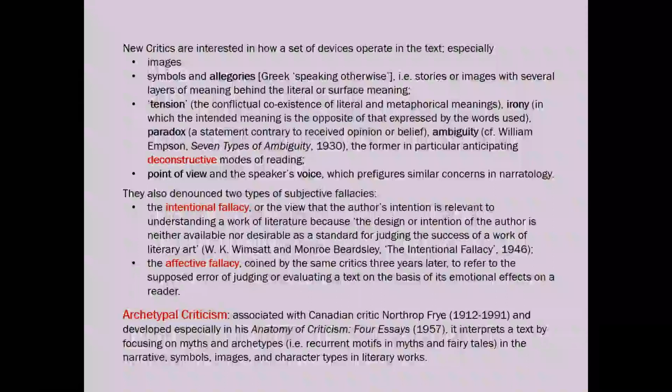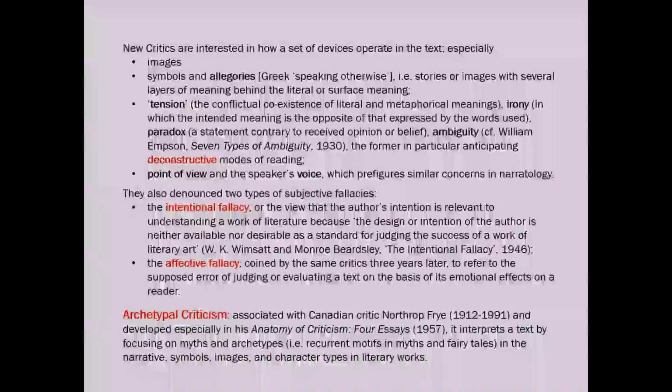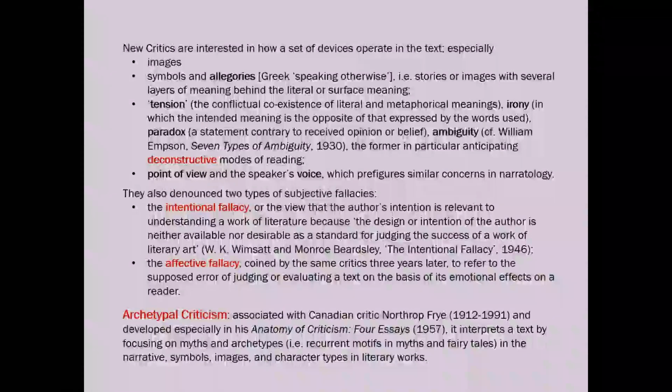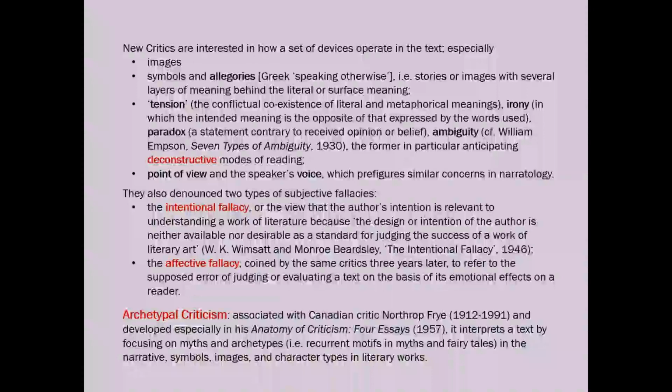There was a famous early book, written by a British scholar this time, which is a precedent to this concern with ambiguity. And the former in particular anticipates what I'll present later on in this lecture as deconstructive modes of reading. So despite the fact that it's a fairly old form of critical response now, one that was dominant in the United States for maybe three decades easily, some of the concerns are not so far from one of the newer approaches called deconstruction. And the point of view, or the speaker's voice in their own words, somehow prefigures something that you know in China because it's very popular, narratology, when you talk about agency and points of view.